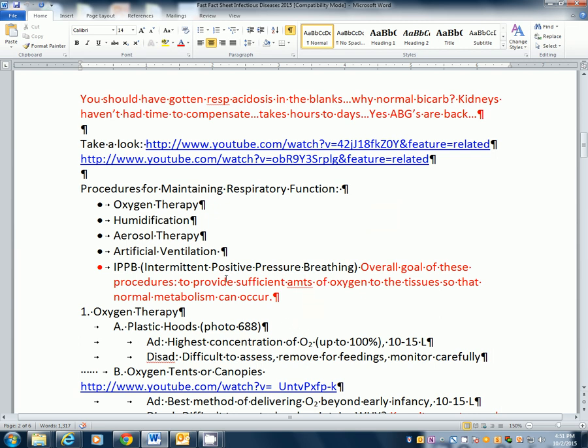As far as procedures for maintaining respiratory function, there's oxygen therapy, humidification, aerosol therapy, artificial ventilation, which we've already covered, intermittent positive pressure breathing, and then there is some information also in your book about apnea monitors. So if you're not up on apnea monitors, look on page 373 and make sure you read over 373 and 374.